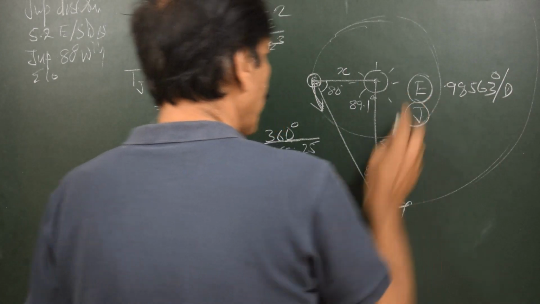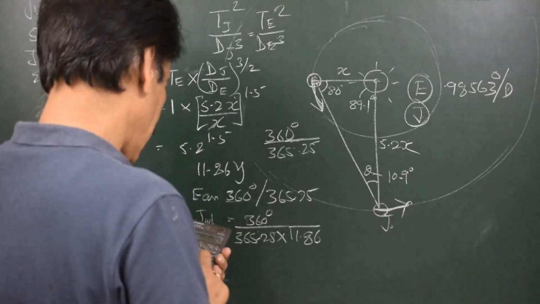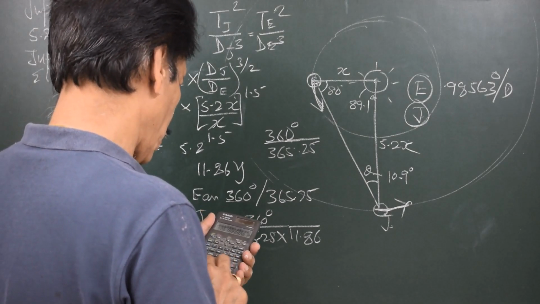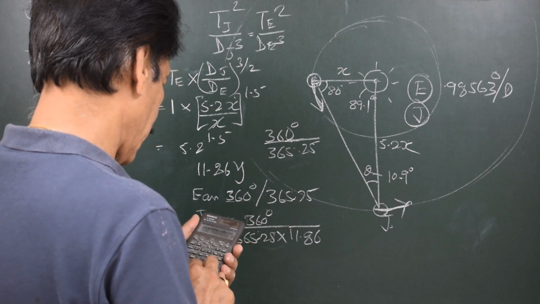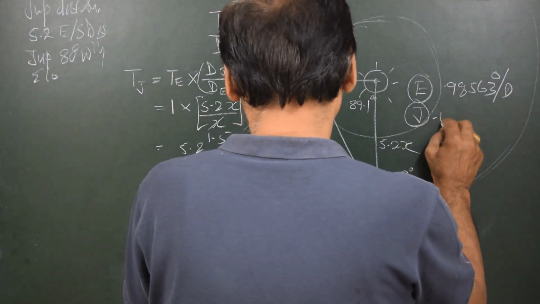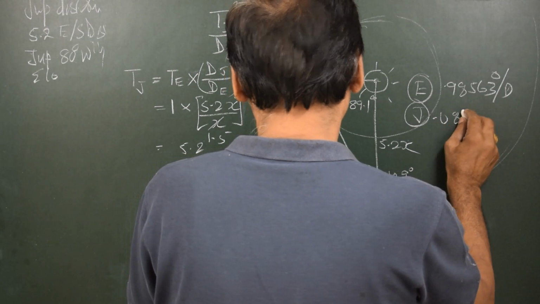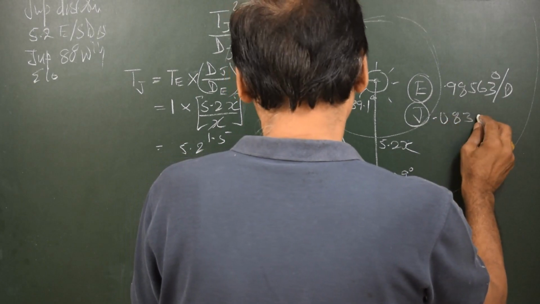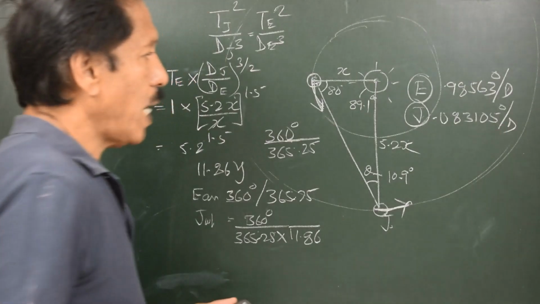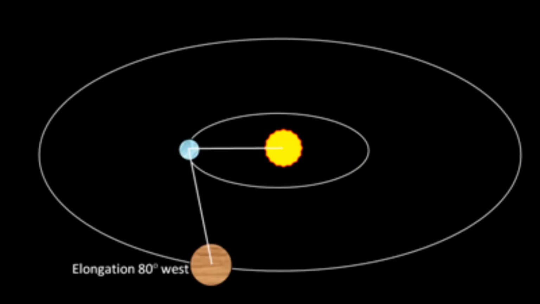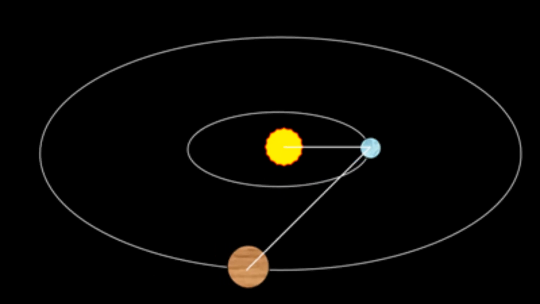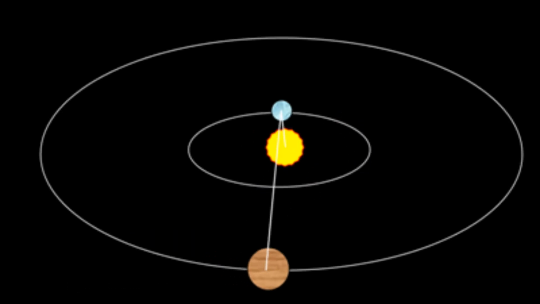And in case of Jupiter, let's find the rate. 360 divided by 365.25 into 11.86. It's 0.08310 degrees per day. So naturally you can see that the rate of change of degrees by the Earth is much more than the rate of change of degrees by Jupiter. So the angular movement of Earth is faster than Jupiter.